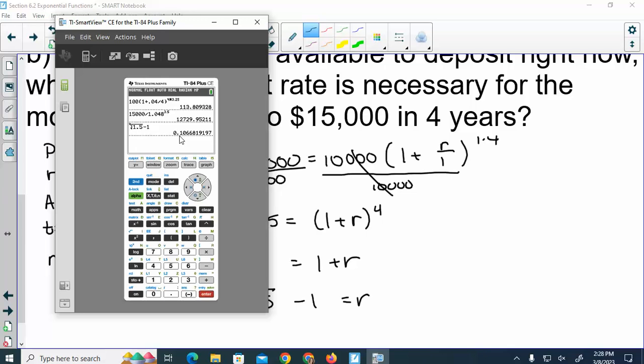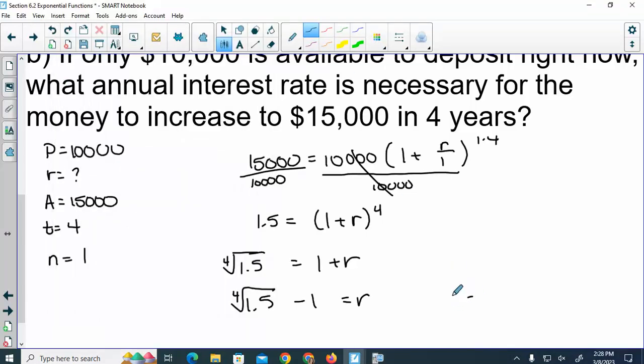So we get 0.1067. So this is 10.67% or almost 11%. Just a pretty high interest rate. She must be rich. Is that one okay? Yes, ma'am.